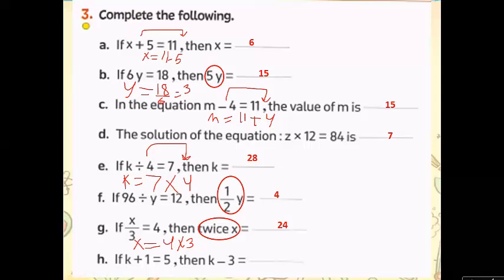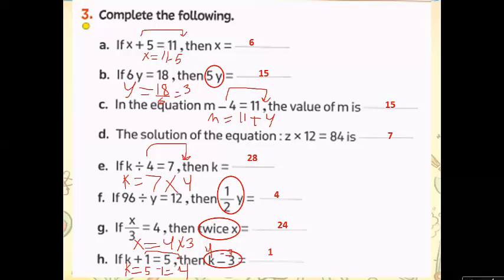Last one, k plus 1 equals 5. Then k minus 3. Okay, k equals 5, and I'm going to move the one outside and change its sign, so it equals 4. So k equals 4. And 4 minus 3 equals 1.